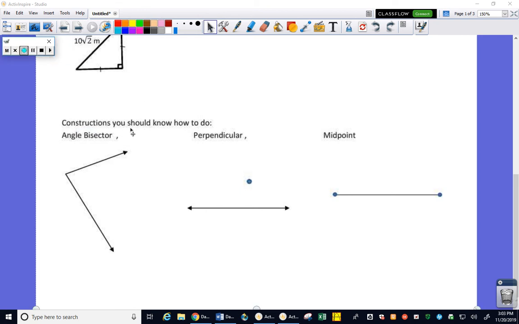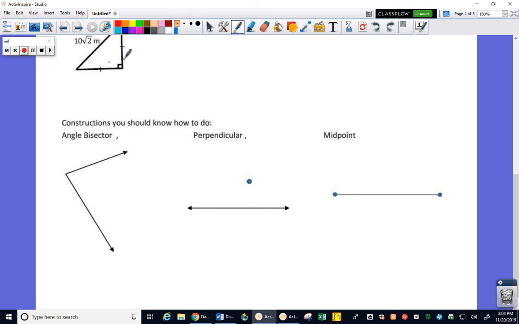Okay, so you should know how to do these three types of constructions. You should know how to bisect an angle, you should know how to find a perpendicular, and you should know how to find a midpoint. What we're going to go over are the steps that you need to take every time you do one of these. So we'll start with the angle bisector.